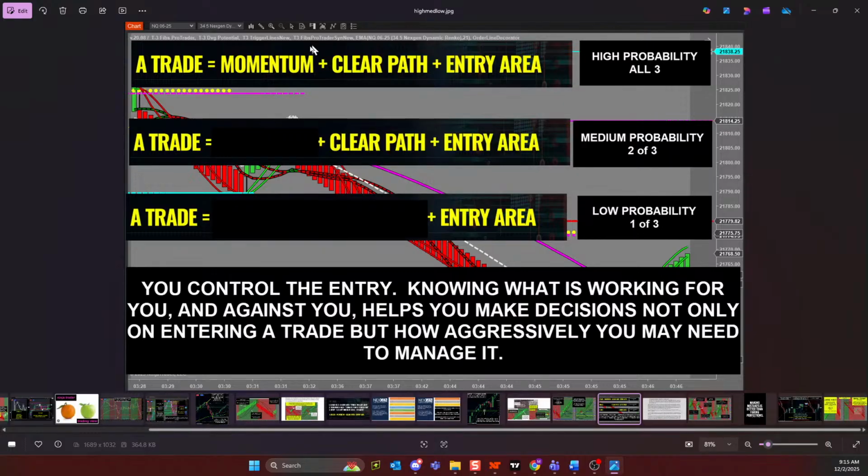What Pete did is Pete had momentum and entry, void of the clear path, which means he said to himself, this is medium probability. It's not the best of the best, but it's still an outstanding look. With that much pressure pushing down, with the perfectly defined entry, I'll take the trade and manage.